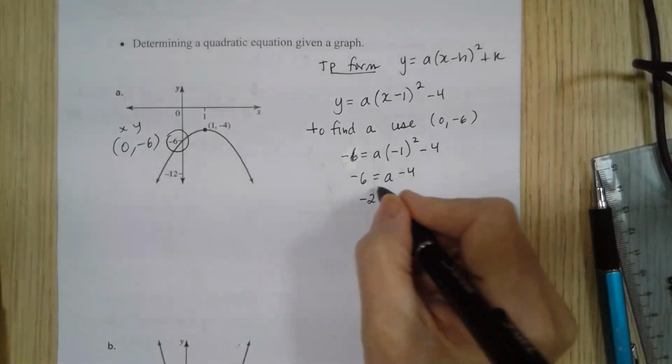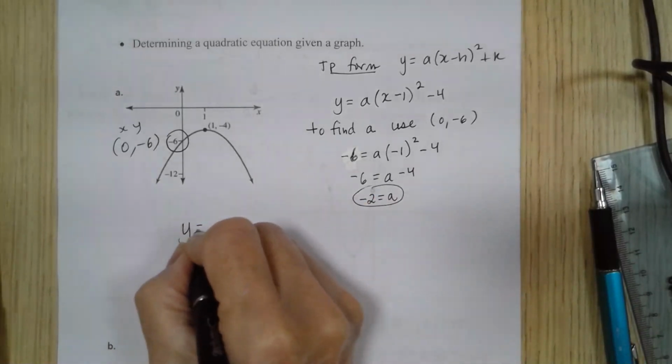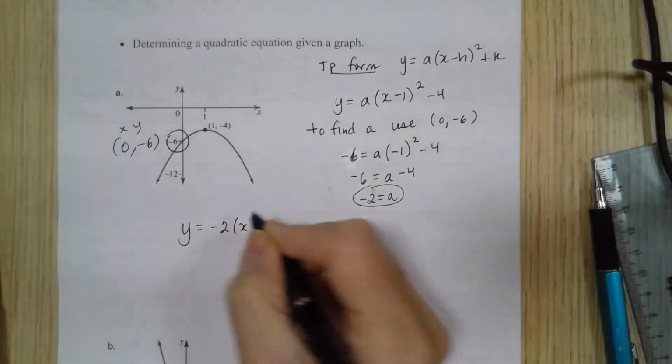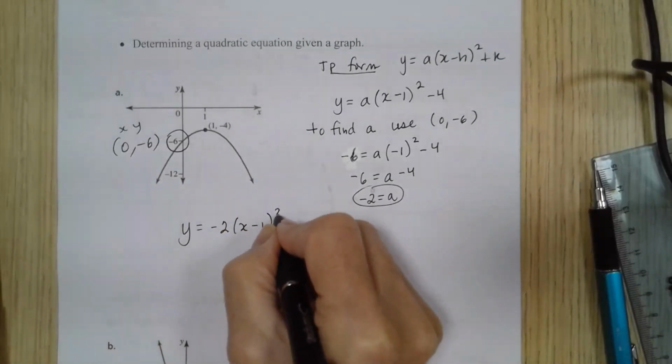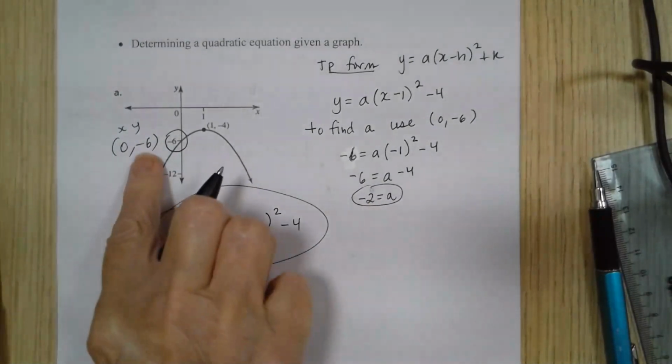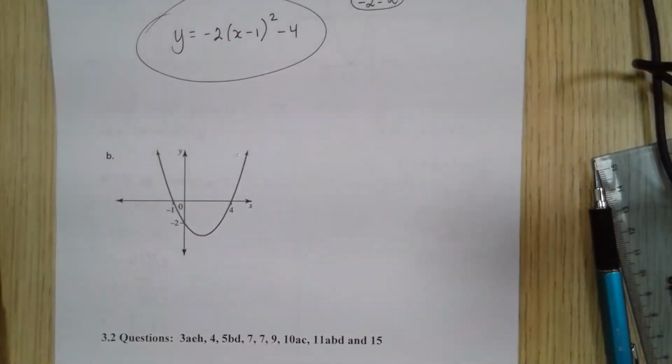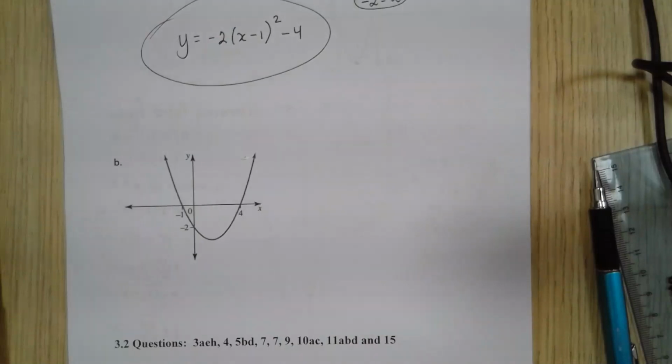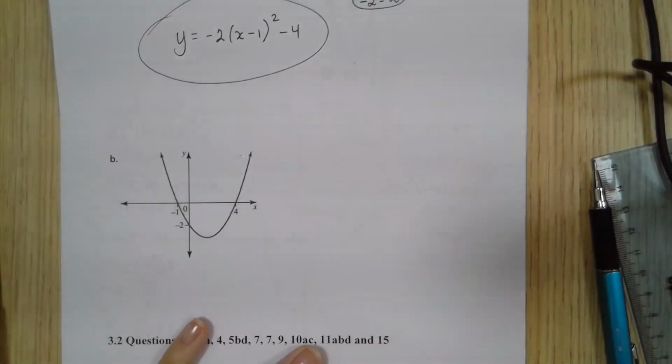So now I've got everything I need. All right, y equals -2 times x minus 1 squared minus 4. That's it. Okay, so use a point to figure out what the a is. Now, let's try this one. If you want to give it a go, you could just pause and see how you go.